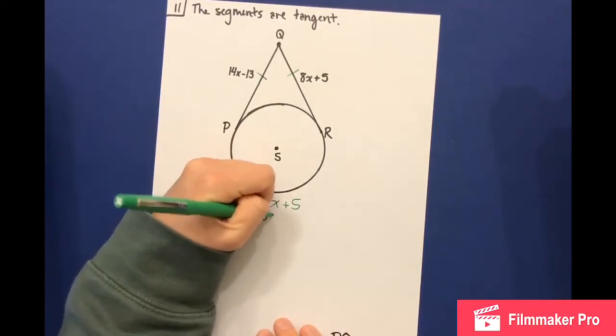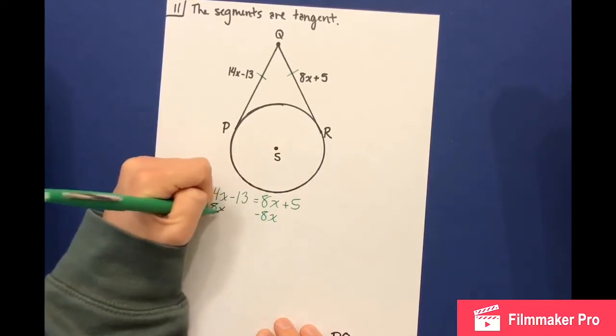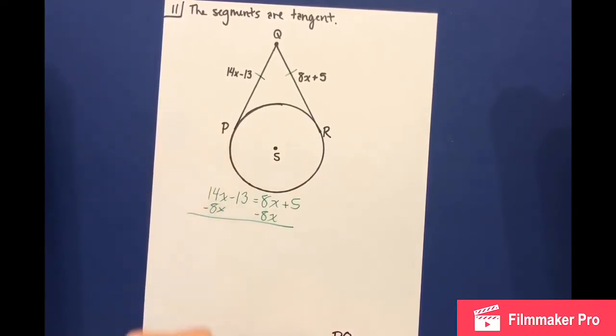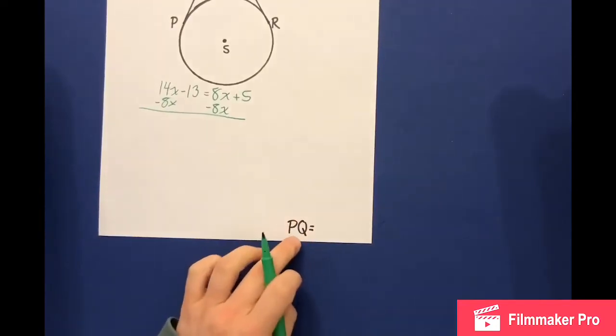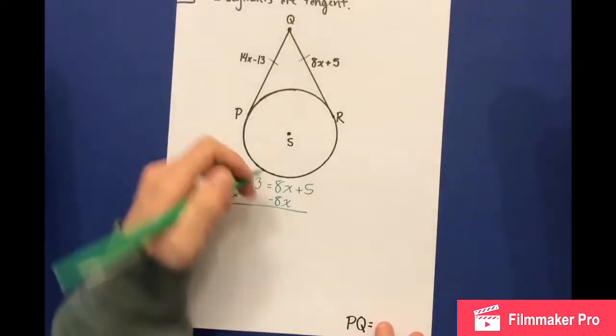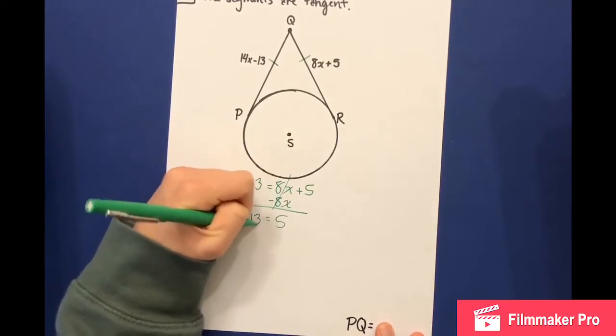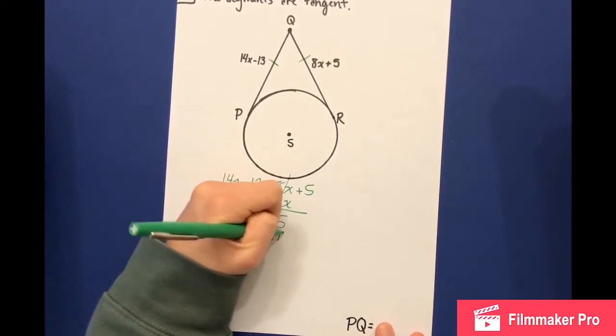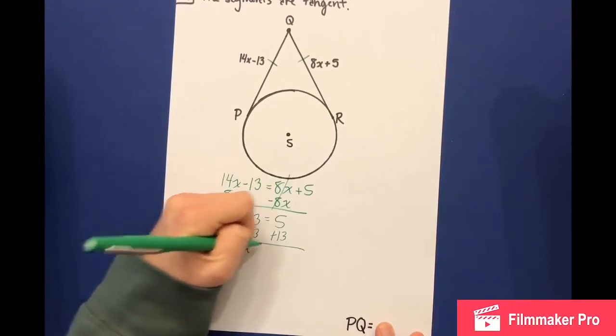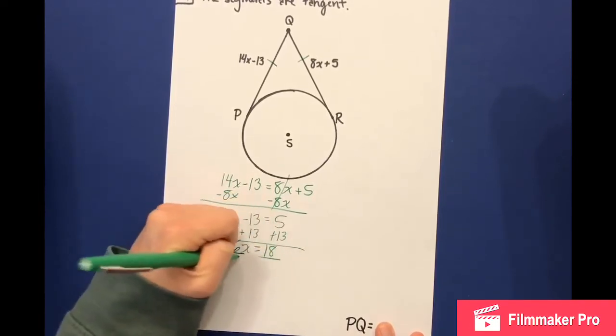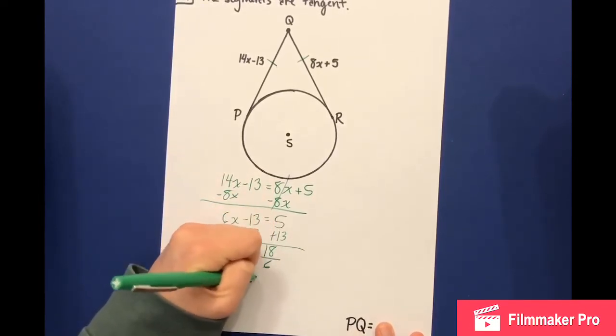Really, the only difference in here is they didn't actually want x. They want you to go ahead at the end and plug it in because they wanted PQ here. Okay, so we have 5 equals 6x minus 13, plus 13, plus 13. I get 6x equals 18. Divide by 6, I get x equals 3.